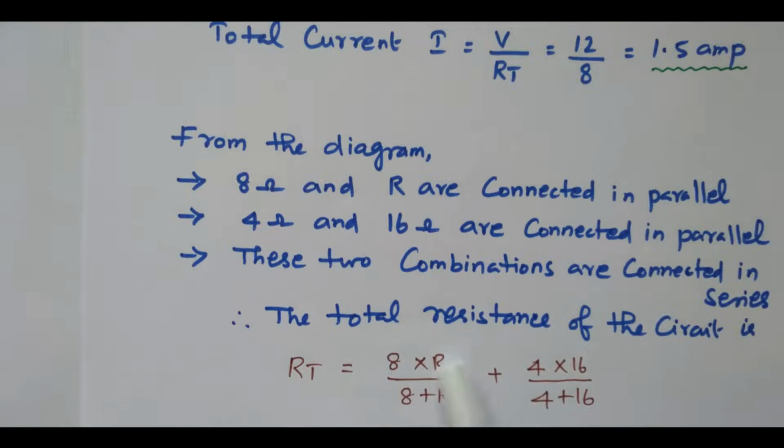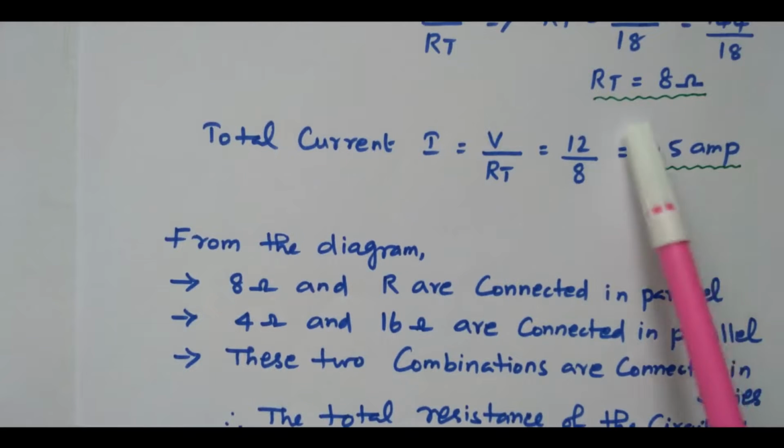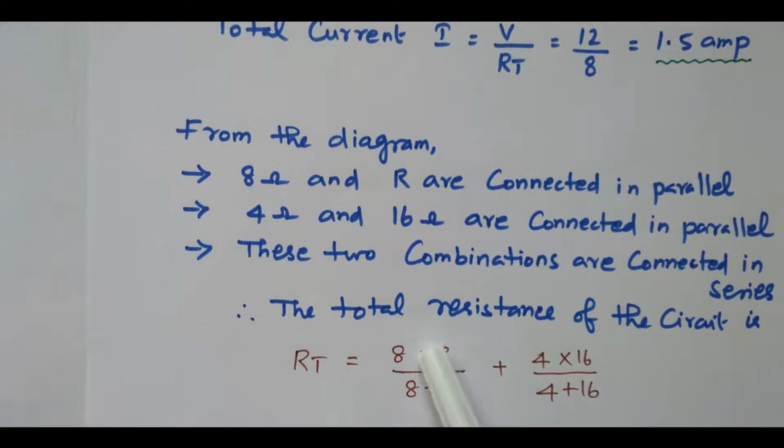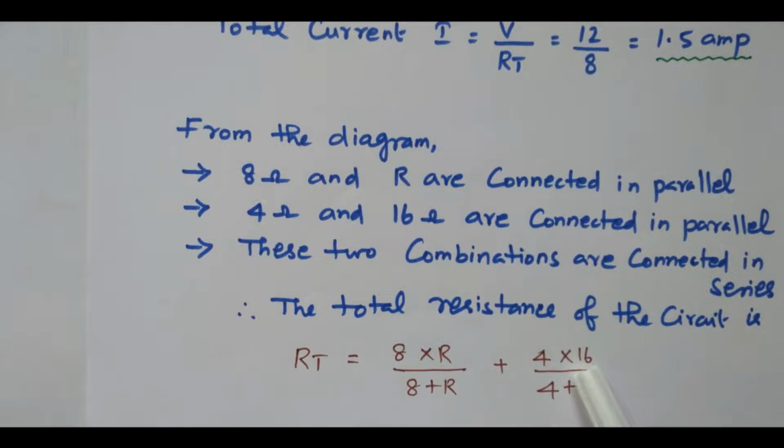This is the first parallel combination: R1 R2 divided by R1 plus R2, 8 into R divided by 8 plus R. Similarly, another parallel combination, R1 R2 divided by R1 plus R2, 4 into 16 divided by 4 plus 16. This R value is not known, but RT we calculated. RT is 8 ohm, so the RT value is available. In this equation only this parameter is not known, other things are available, so you can easily find the value of R.